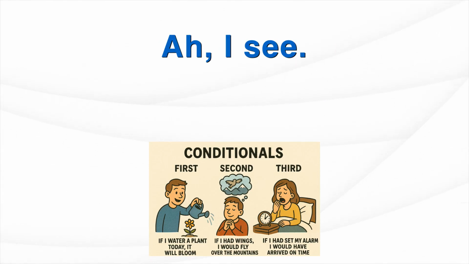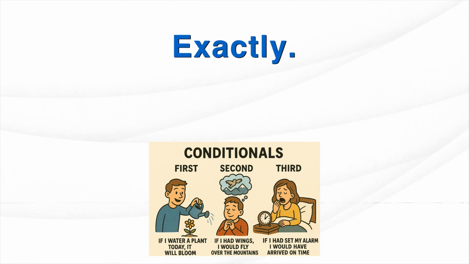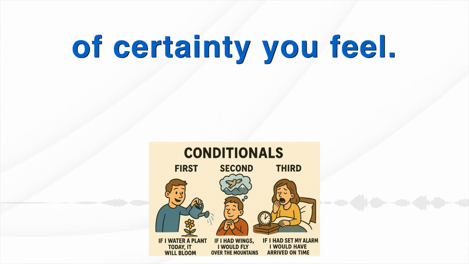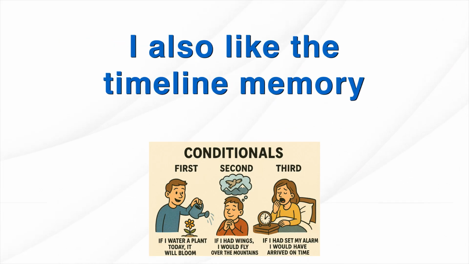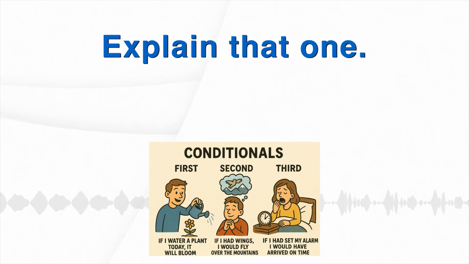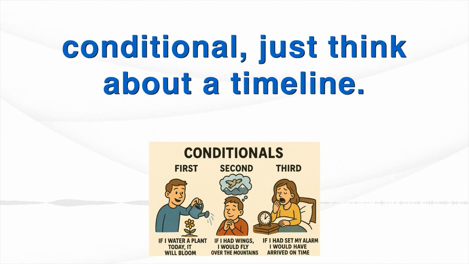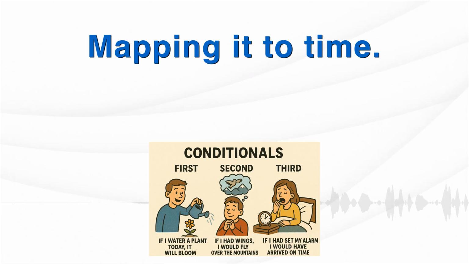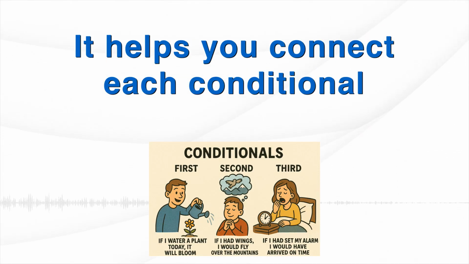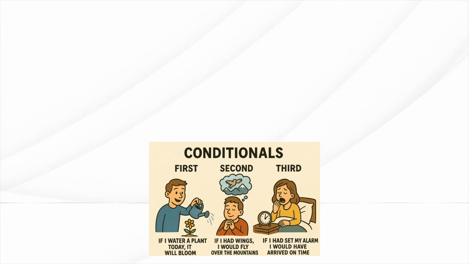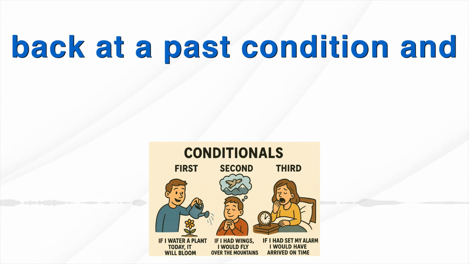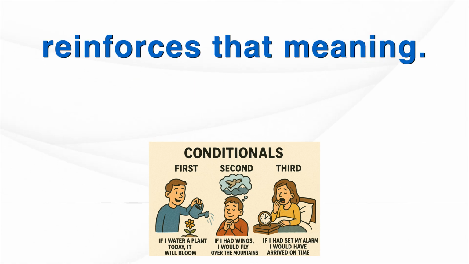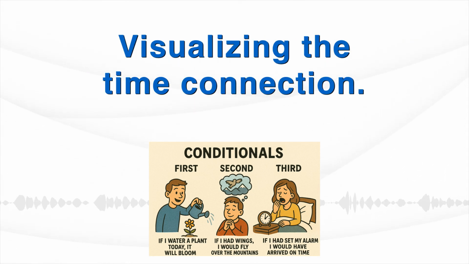It's impossible now. Ah, I see. So placing them on a scale of how likely they are. Exactly. It can help you choose the right conditional to express the level of certainty you feel. That's a great way to think about choosing the right one. I also like the timeline memory method. Explain that one. Well, when you see or hear a conditional, just think about a timeline. Which part refers to the past, the present, or the future? Mapping it to time. Yeah. It helps you connect each conditional type to a specific time relationship. Like, the third conditional clearly looks back at a past condition and a past result that didn't happen. Placing it mentally on a timeline reinforces that meaning. Visualizing the time connection. Good one.